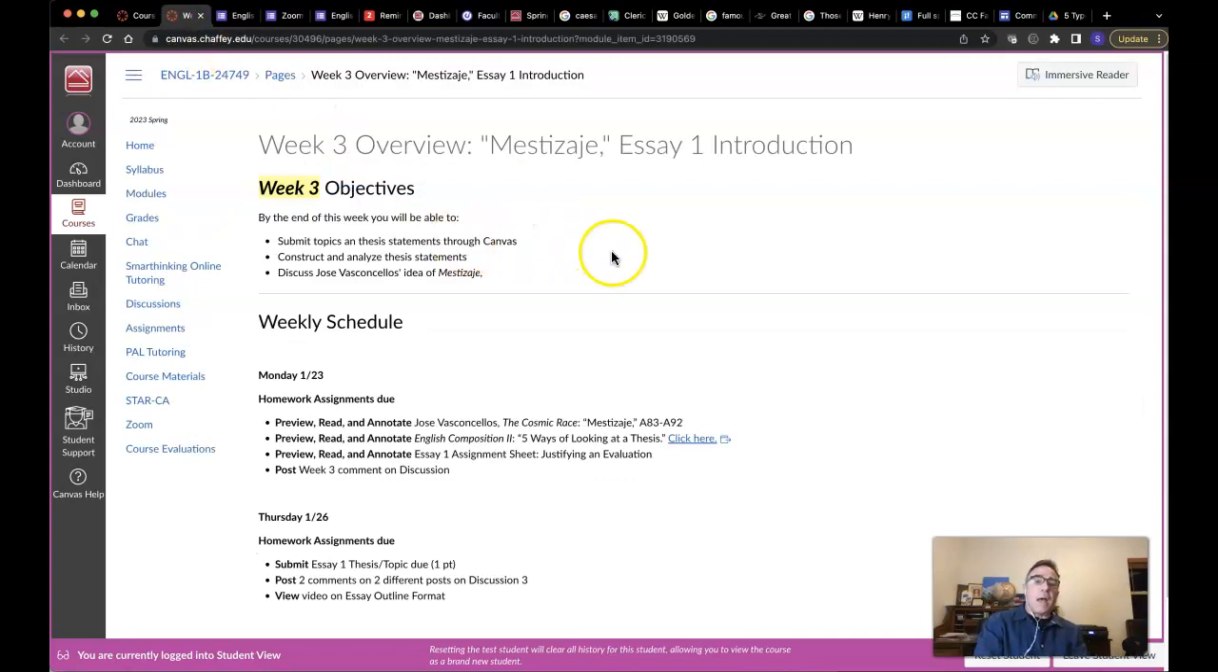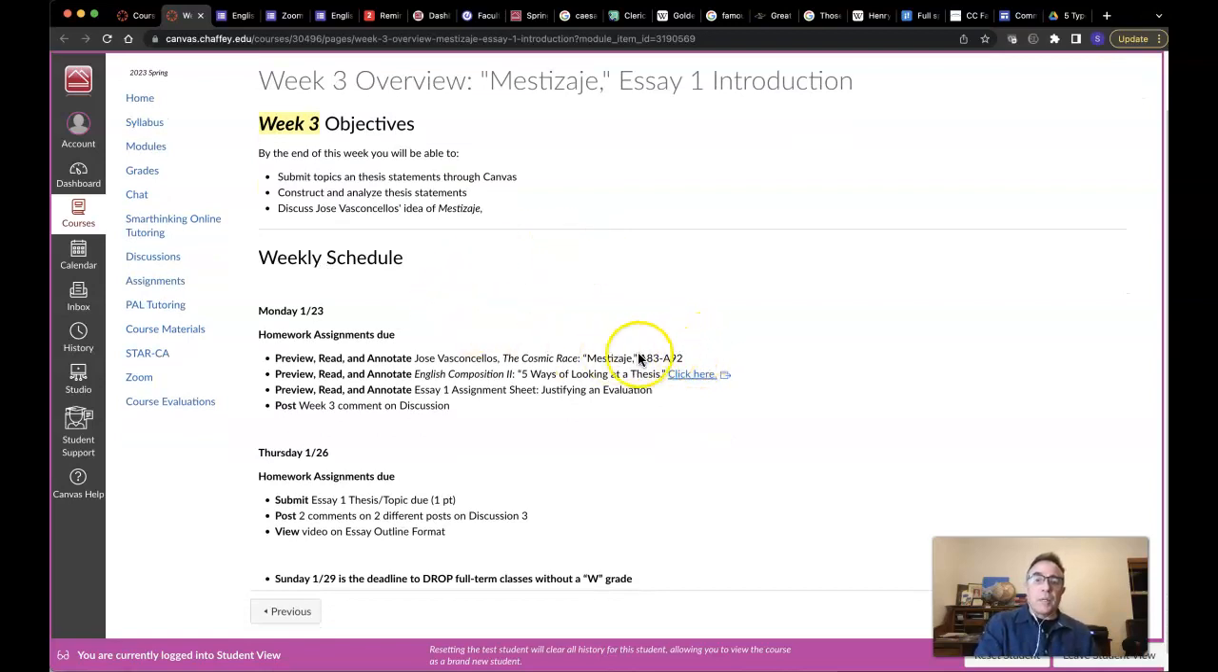Coming first at our overview, we're going to learn how to submit thesis statements through Canvas. A lot of you guys already know how to do that. We're also going to learn how to construct and analyze thesis statements. And we're also going to talk about Jose Vasconcelos' idea of mestizaje, being mixed, and the advantages he sees to that.